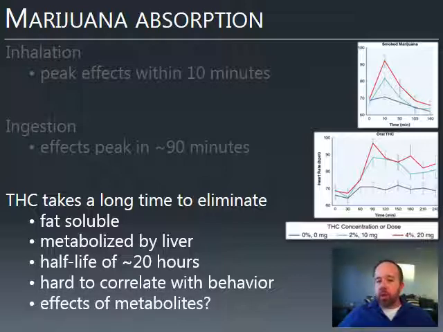And of course, as I mentioned, THC is metabolized into other compounds, cannabinol being the most notable. But A, it's hard to keep track of all these metabolites, and B, we don't know what all these metabolites do. So again, just because THC levels might be lower, that doesn't mean some of the metabolites aren't having their effects.